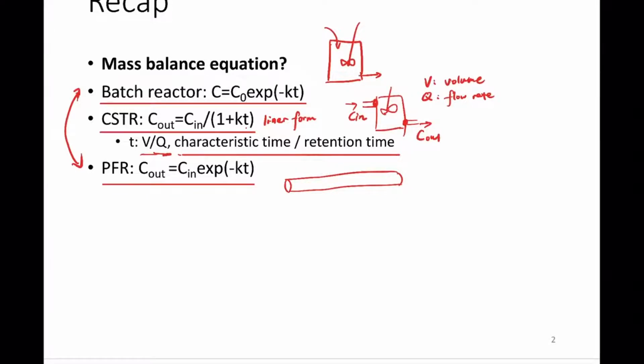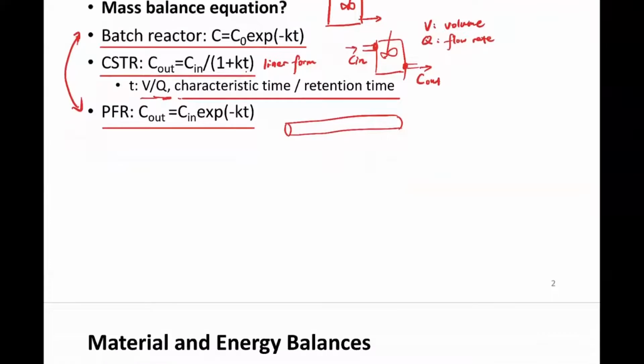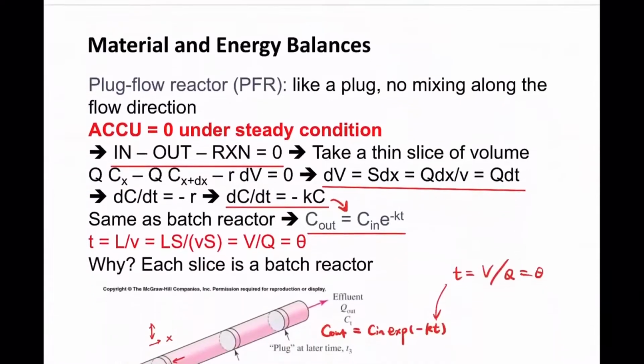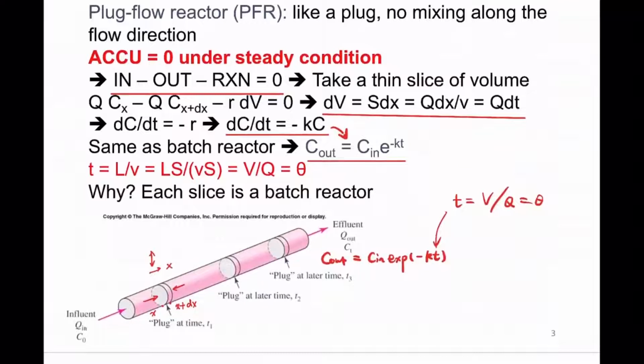Okay, so the underlying reason for that is the assumption that it's well mixed across the flow direction. So with this assumption, you can just assume that this thin slice is just like a batch, right? You don't have mixing at the inlet and the outlet, and everything else within the thin slice is well mixed. So it is like a batch within this thin slice. So that's why it has the same reaction form or the same equation compared to the batch reactor.